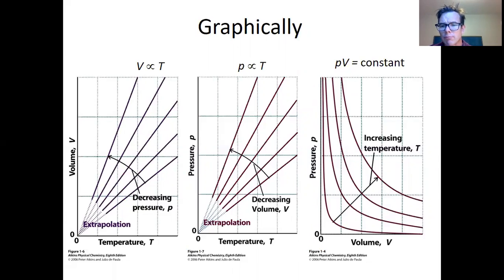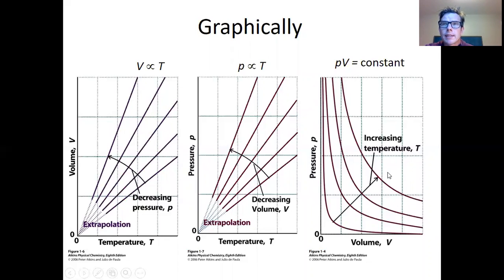Boyle's law told us that pressure times volume is a constant. So pressure on the y-axis, volume on the x-axis. If volume is really big, the pressure is small. Vice versa, if the volume is really small, the pressure is really big. So these are called hyperbolas. And you can see then as you increase temperature, you move out this way.